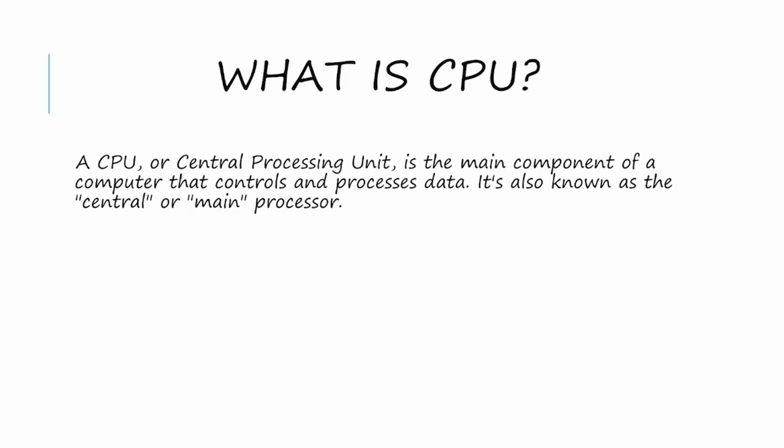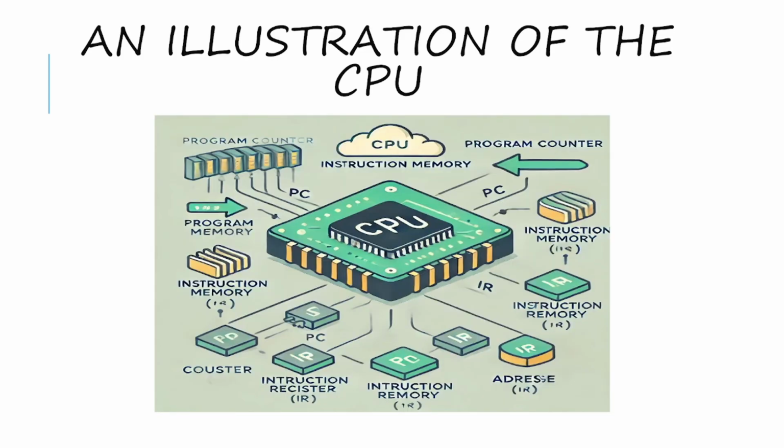The CPU, also known as the central processing unit, is the main component of a computer that controls and processes data. It is also known as the central or main processor. In other words, this acts as the brain of the computer, which helps it to function and perform its duties as a computer. This is an illustration of the CPU. We have the program counter, the instruction register, and other things that help the CPU to perform its duties.